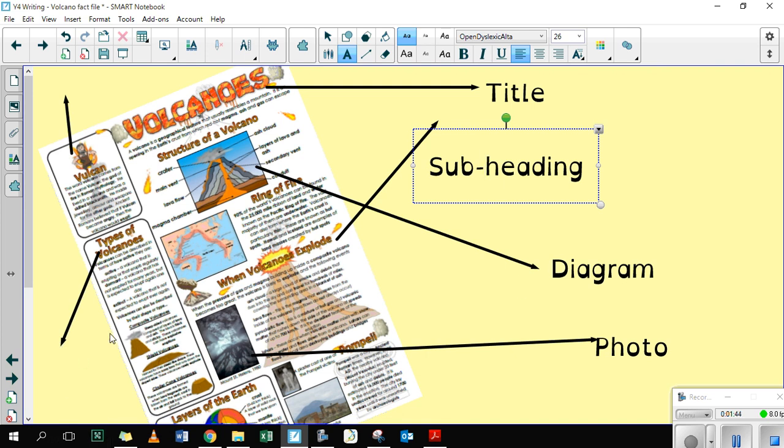And you'll also have some quite interesting facts. So I've got a fact here about Vulcan, which is where the word volcano comes from, which isn't to do with the structure of the volcano. It's not geographical, it's not scientific, but it helps to understand where the word comes from. So you might have an interesting fact.